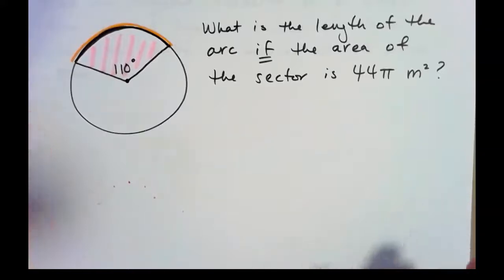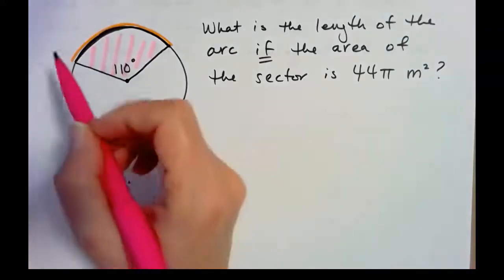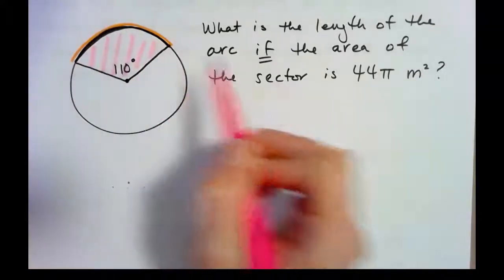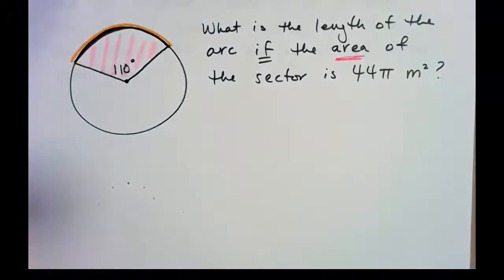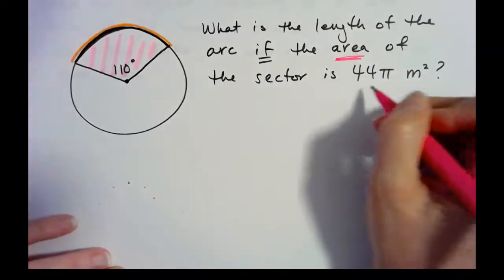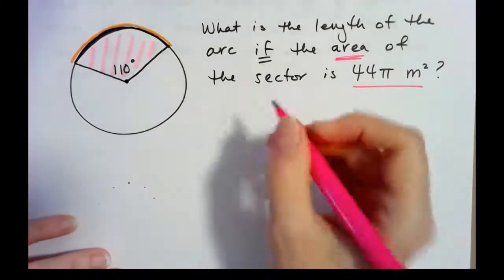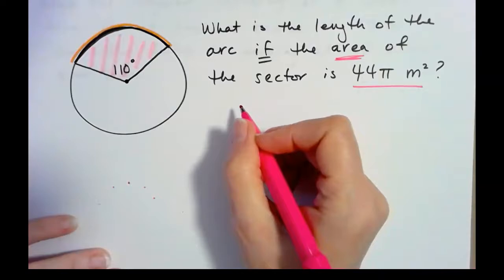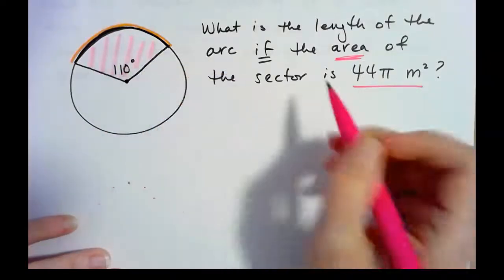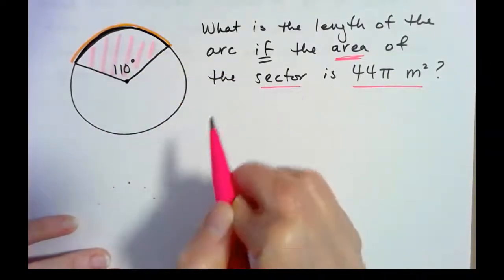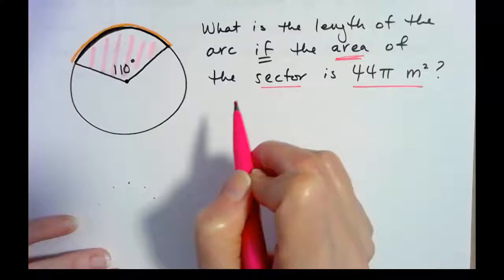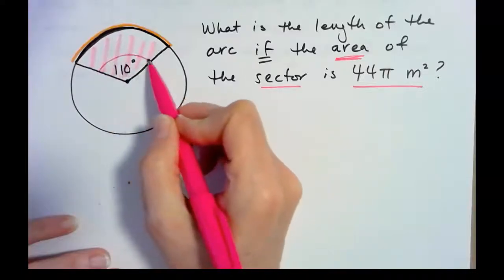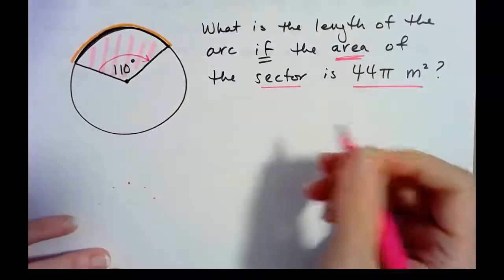Next, what is the length of the arc shown in orange if the area of the sector is 44 pi square meters? So this gives us the opportunity to work backwards from the given area. And remember, this is the area of this sector. And a sector is simply a fraction of the circle. We're talking about a central angle of 110 degrees.